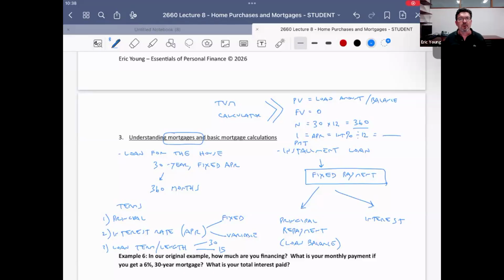Okay? Remember, TVM calculations default to an annual measurement. If you're going to monthly, you have to multiply N times 12 to expand it to the number of months, but you have to divide I by 12 to take the annual rate down to the monthly rate. So don't forget those adjustments. And then the PMT is just going to be the monthly loan payment.